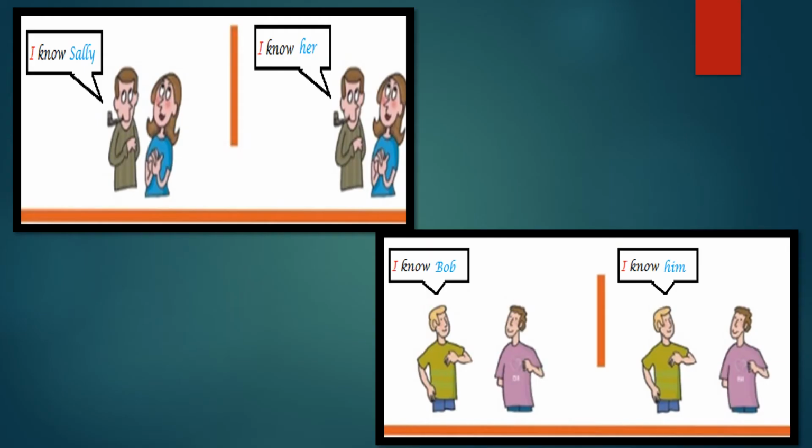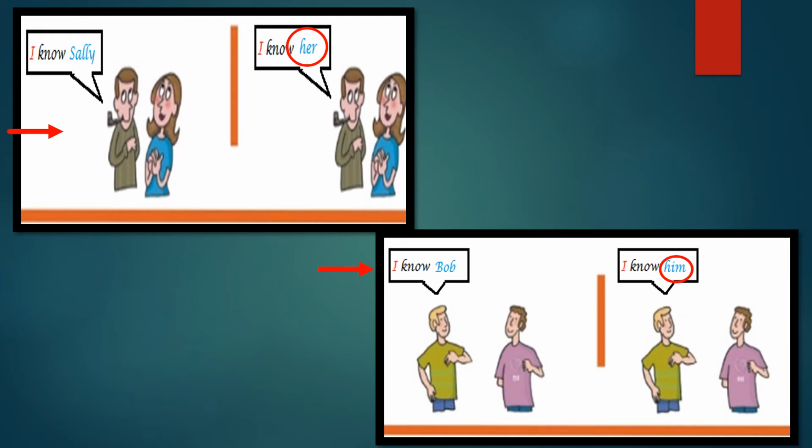Okay. Now look at these pictures. In the first picture, the man says, I know Sally. Sally is the name of a girl. Then he says, I know her. So her is used for the girl, not she. Okay. Now have a look at the second picture. Here also he talks about a man named Bob and says, I know him, not he.